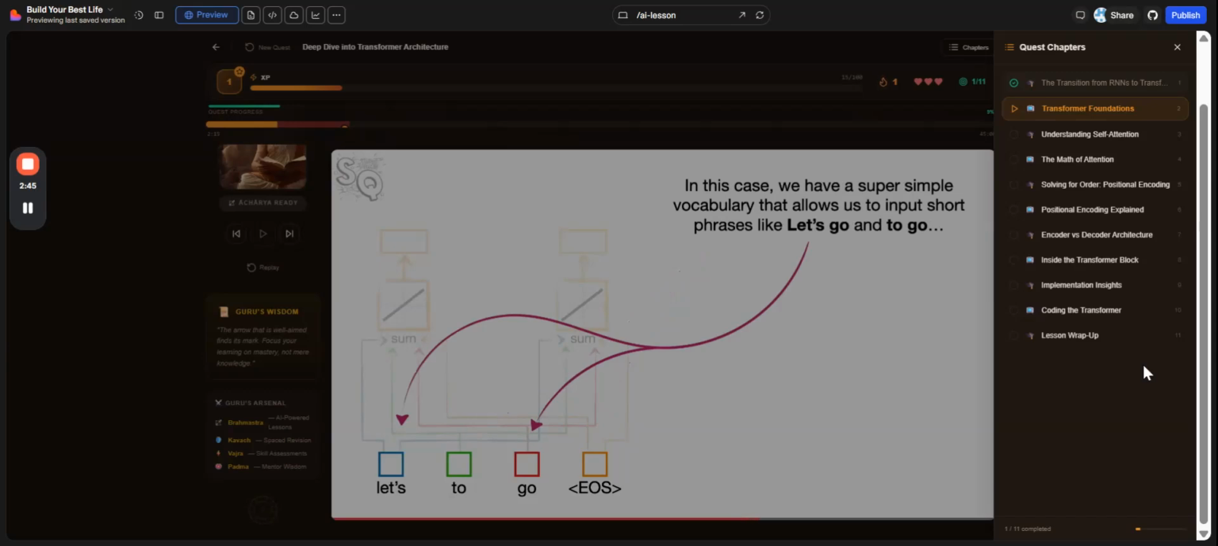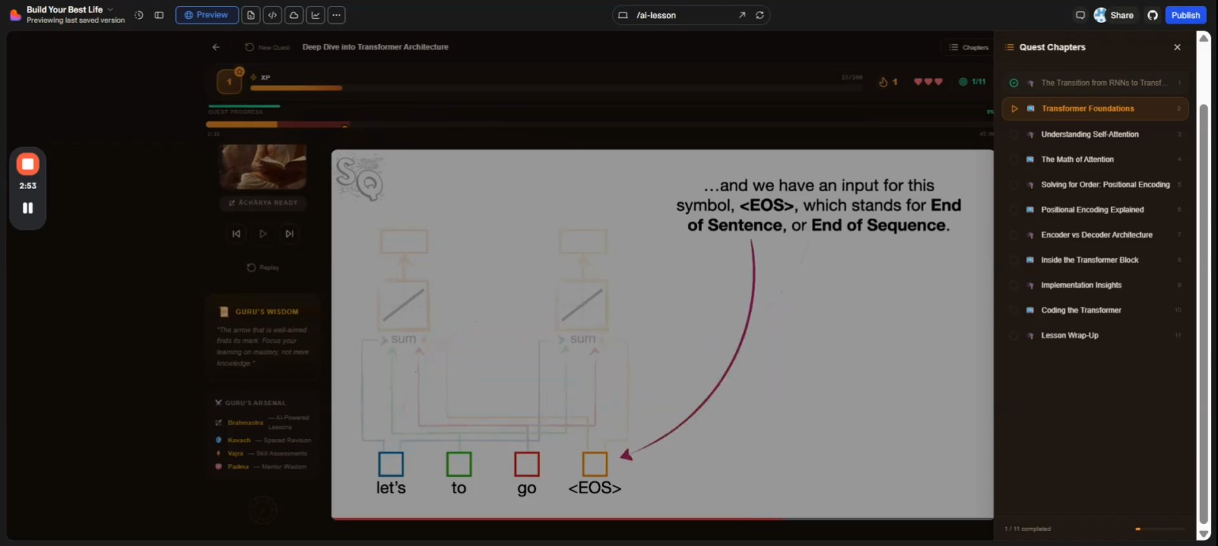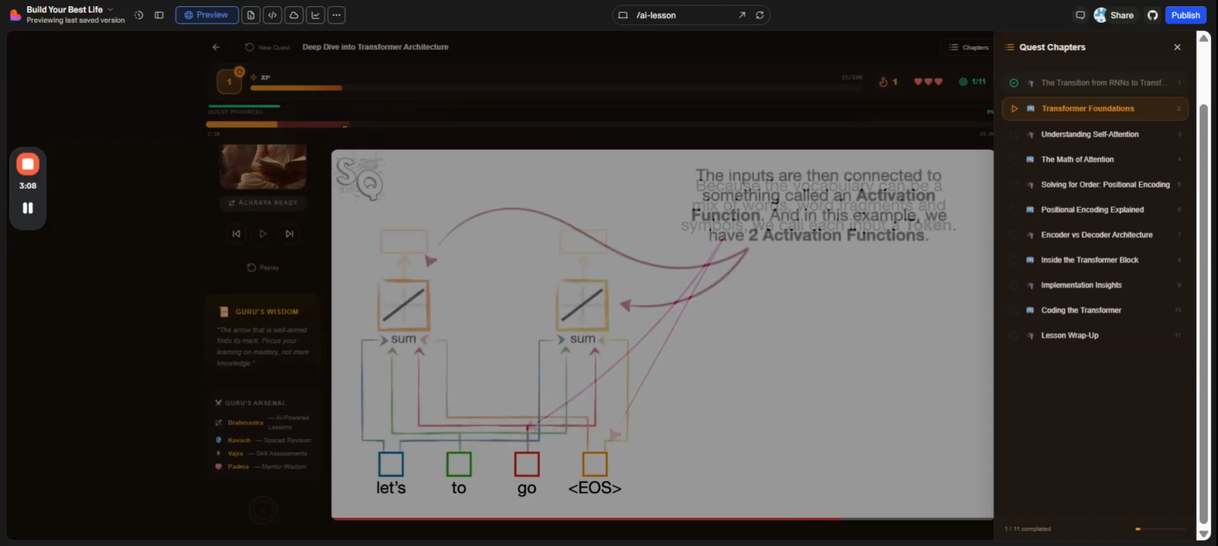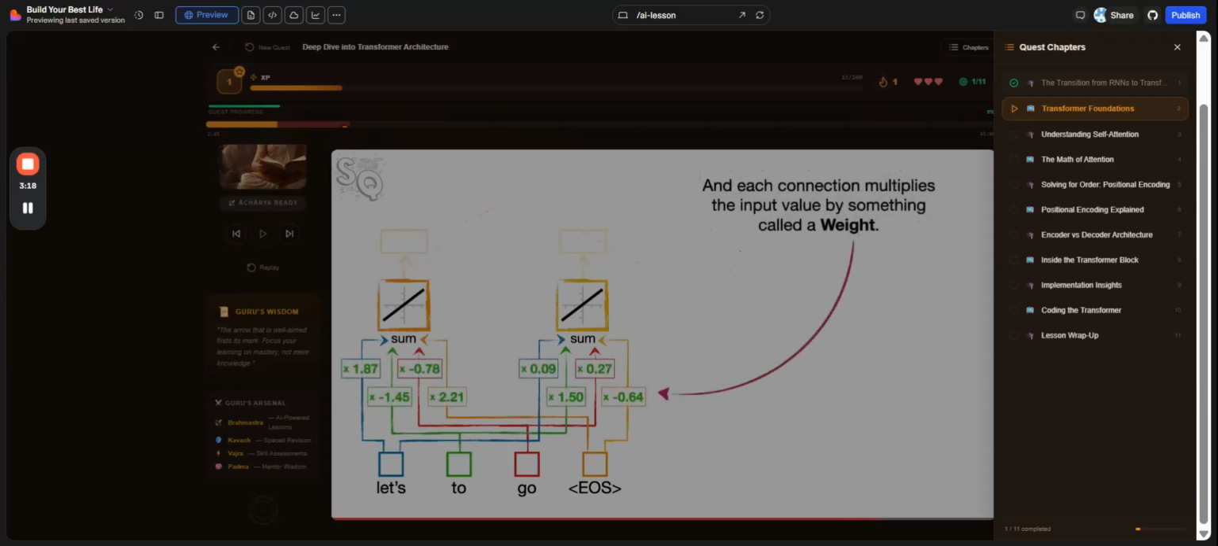In this case, we have a super simple vocabulary that allows us to input short phrases like "let's go" and "to go." And we have an input for this symbol, EOS, which stands for end of sentence or end of sequence. Because the vocabulary can be a mix of words, word fragments, and symbols, we call each input a token. The inputs are then connected to something called an activation function, and in this example, we have two activation functions. And each connection multiplies the input value by something called a weight.